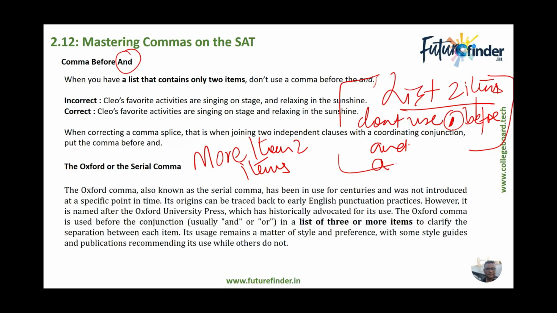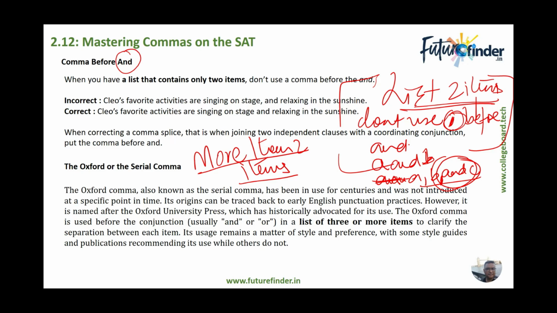So if it is A and B, then this is perfect. But if you have A, comma, B and C, you always have a comma before the last and. That is the rule. This is called the serial comma or the Oxford comma. So the SAT rule is very simple. If you have two items in a list, you don't use a comma before the and. If you have more than two items in the list, you always use a comma before the last and.